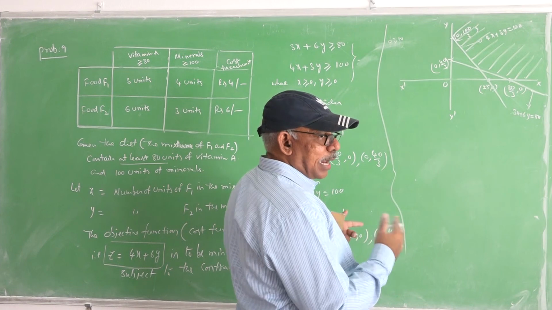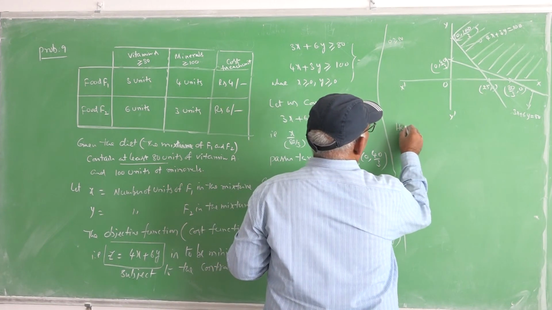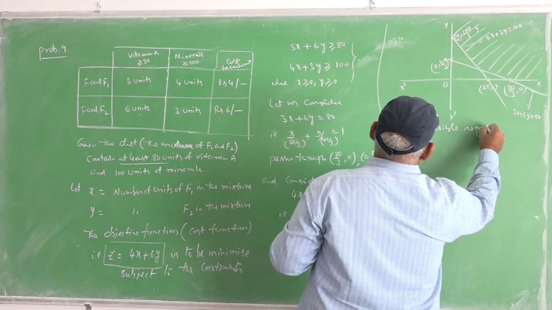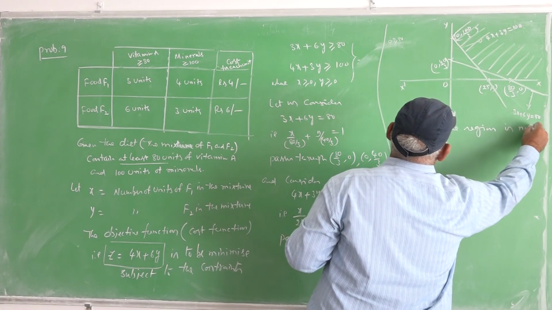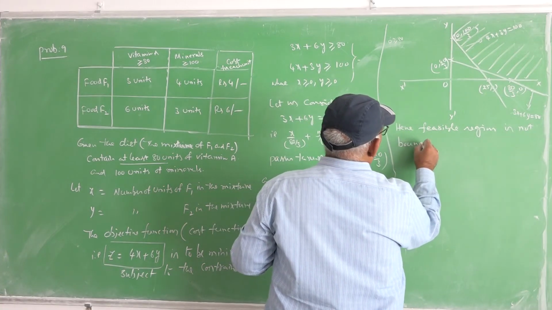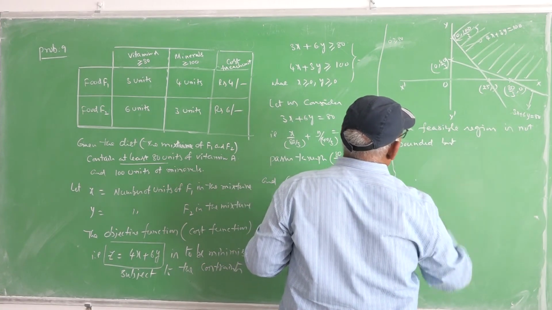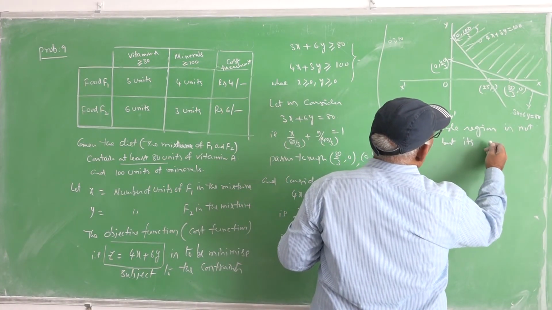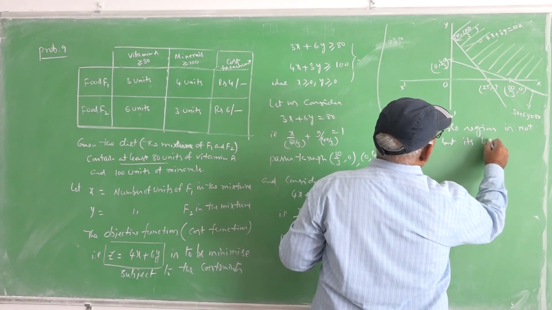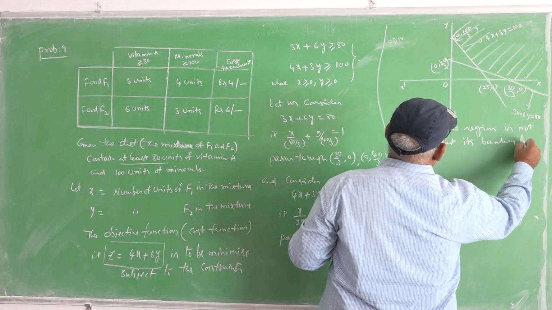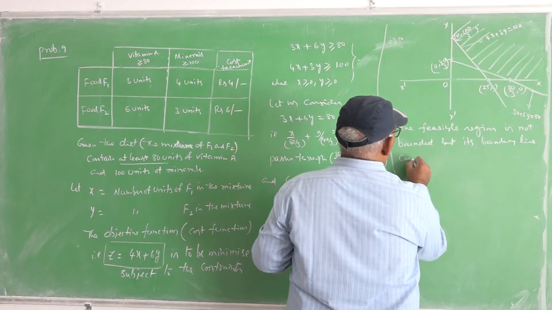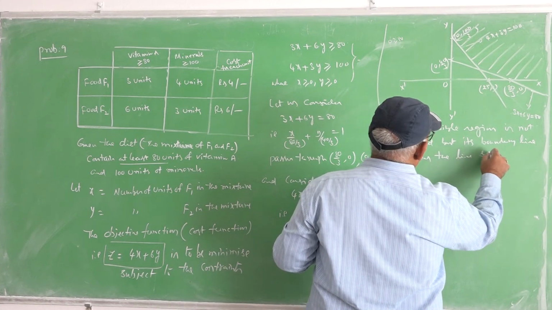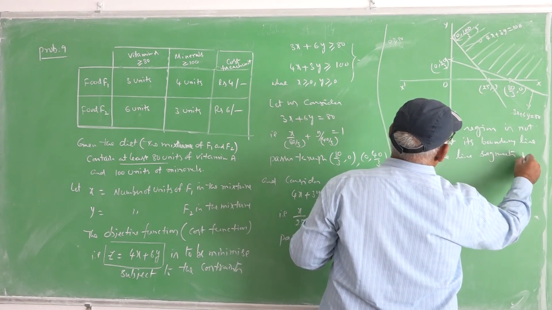Here the feasible region is unbounded. It is not bounded, but its boundary contains the line segments joining.